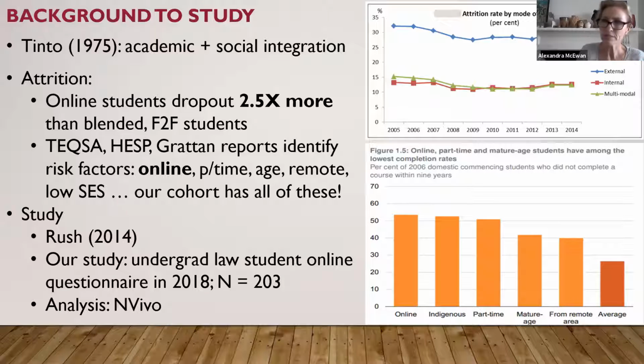Just to contrast that, as I said, our study cohort was undergraduate law students at CQU. Our method was again a survey with some collection of demographic information, but also opportunities to respond to open-ended questions in relation to experiences in study. The data collected was then analysed using NVivo. I'm now going to hand over to AJ to go into the findings of the study.